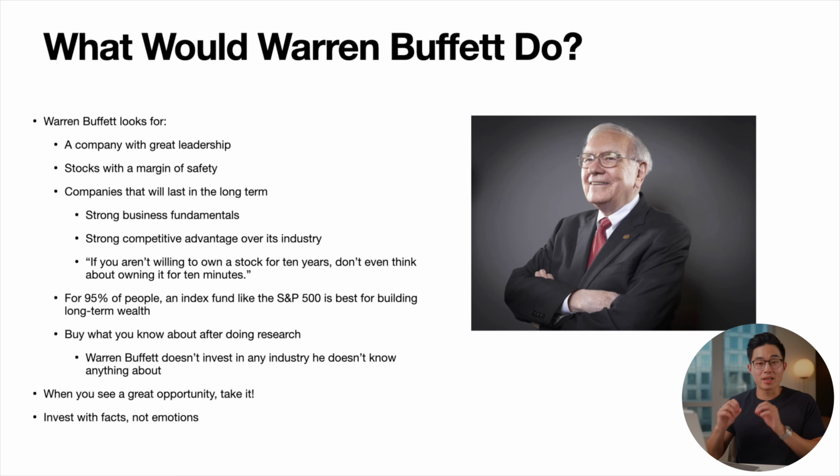Warren Buffett really does think that for 95% of people, an index fund that tracks something like the S&P 500 is going to be best for building long-term wealth. AKA, most people are going to make more money by just buying something like VOO, letting it sit for many, many decades versus trying to actively buy and pick different individual companies.